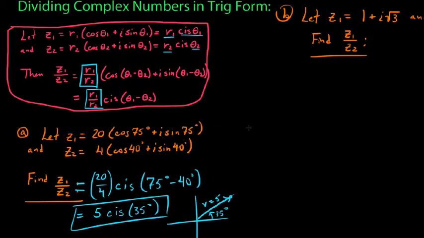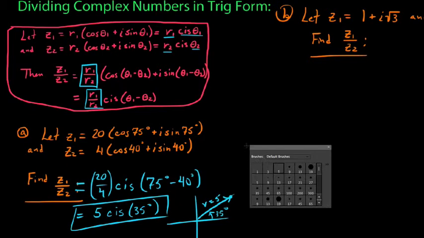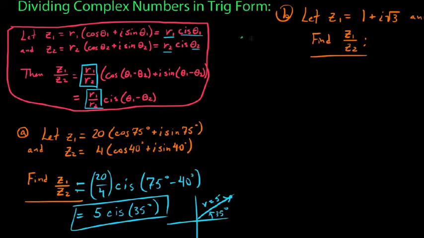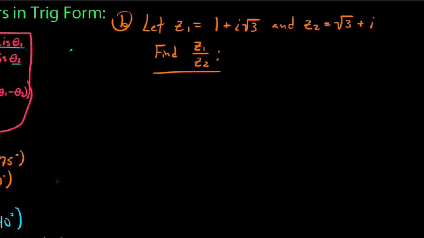Really easy to find. Okay, so what I want to do now is find the quotient between two numbers in standard form, and then we'll go back and convert them to trig form and find it again. If you've already got the gist of this from the first example, you can stop this video now. But this is just to show you that you get the same thing whether you do it in standard form or in trig form.